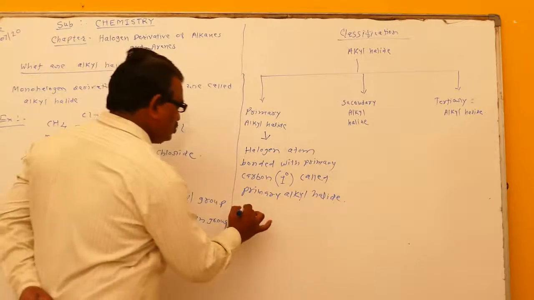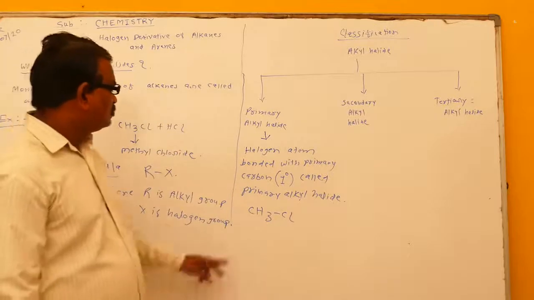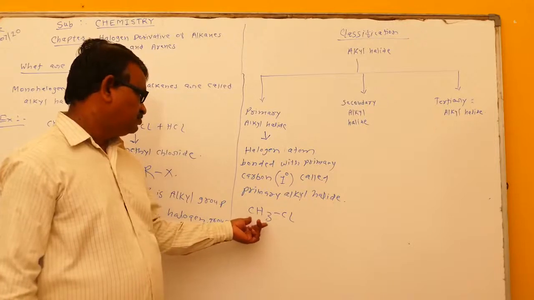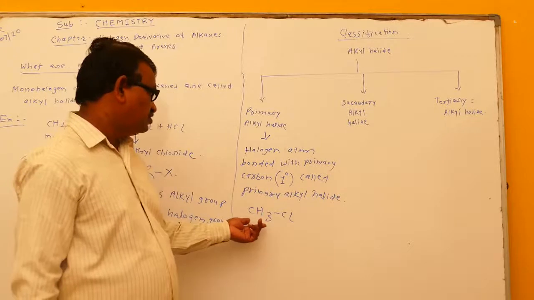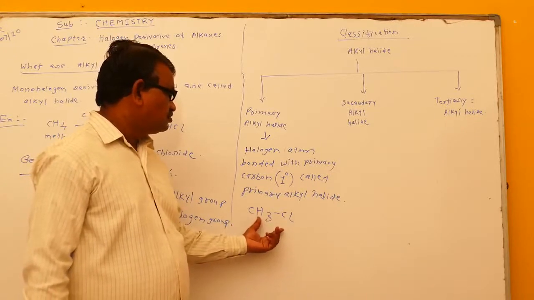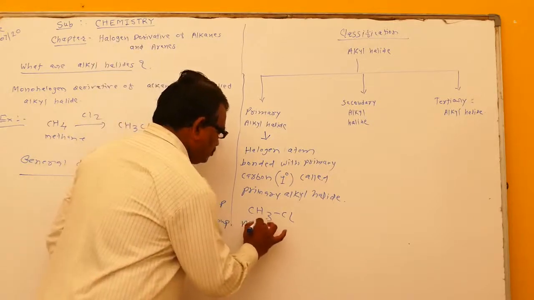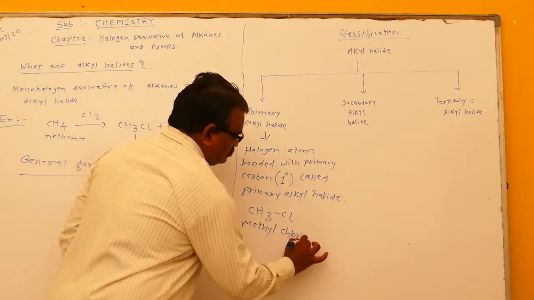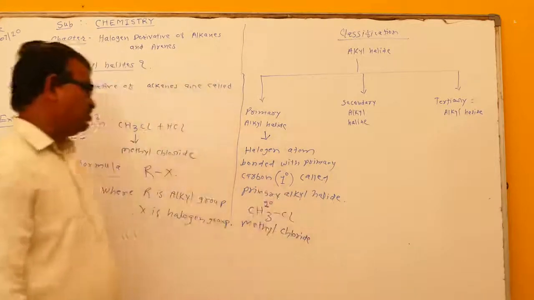Example is CH3Cl. Now this is a primary carbon atom. The halogen atom is bonded with the primary carbon, therefore it is a primary alkyl halide, that is methyl chloride. So this is 1 degree, primary.